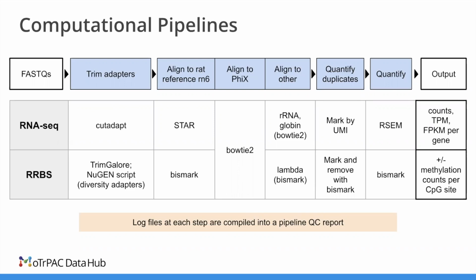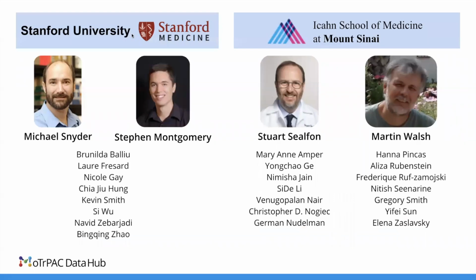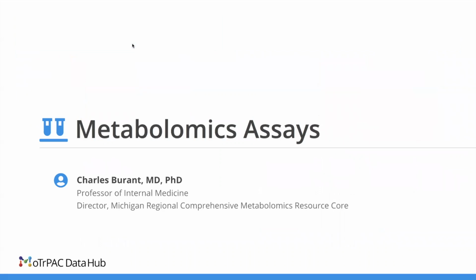We quantify duplicates, which we're able to do very accurately because of the unique molecular identifiers that are integrated into both types of these libraries. Duplicates are removed in the case of RRBS, and we quantify results, which are available in the release. Log files at each step are compiled into a pipeline QC report that's also available to you. A big thank you to all members of the GET team that have helped generate these data sets. And now Dr. Charles Brenner from the University of Michigan will introduce the metabolomics workflows.